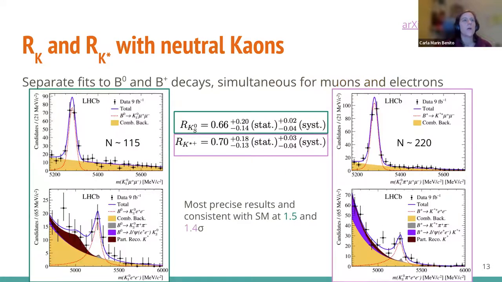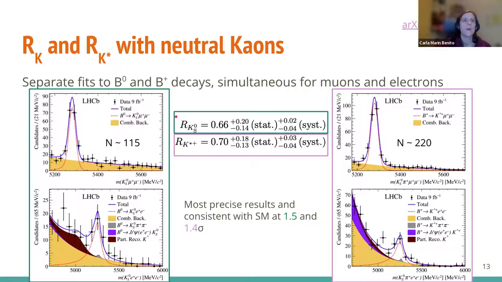So let me move to the results. We perform separate fits to the B0 and the B plus decays in this case, but a simultaneous fit to muons and electrons in the same mode. You see on the left the results for the B0 decay, which again show a much more complicated structure in the electron case with more backgrounds, but they are still under control and well modeled. And you see the same on the right for the B plus decay.